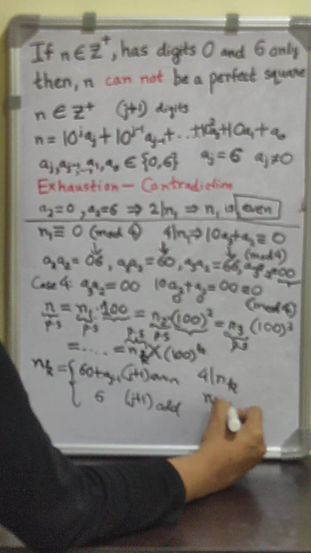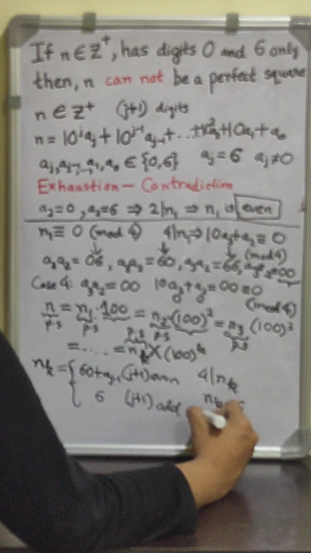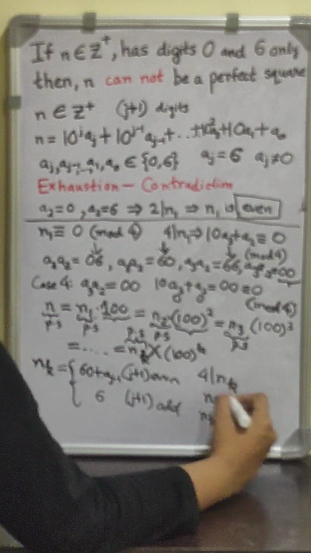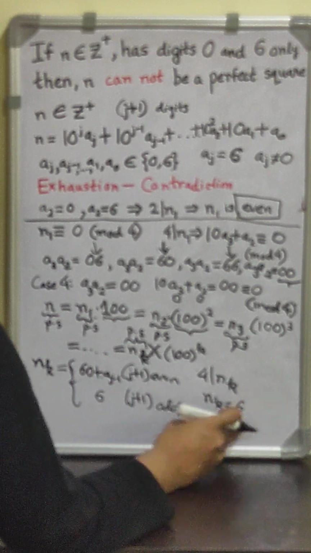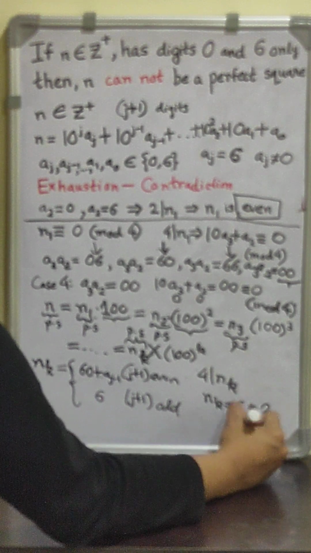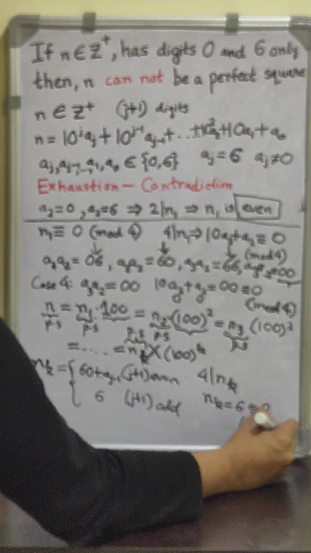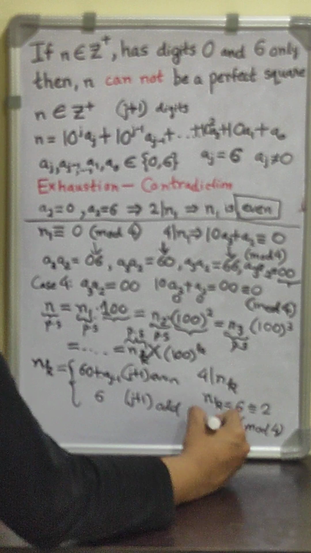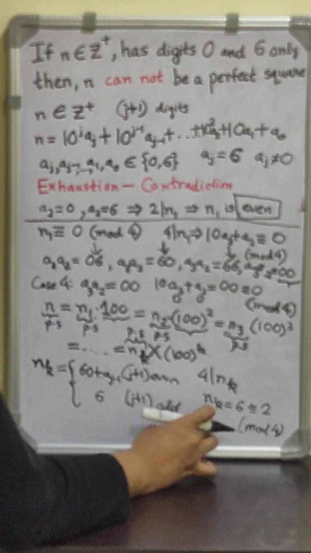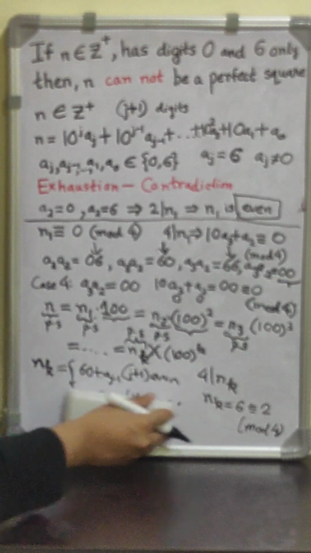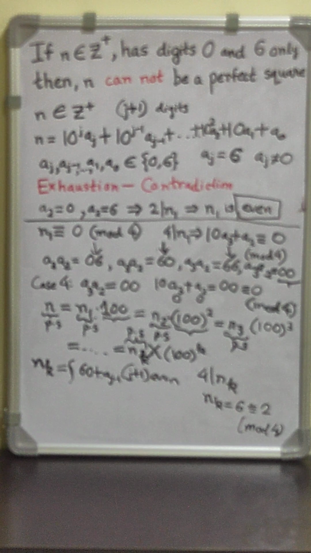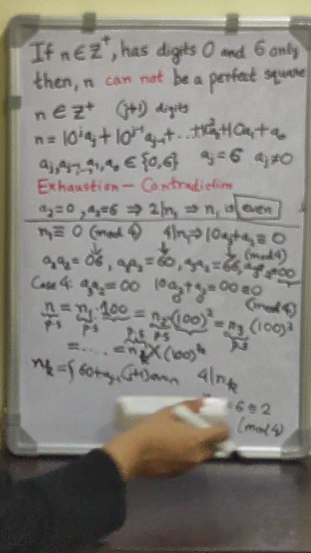When nk is 6, we have this case. So nk is congruent to 2, I can simply use it from here. This is 2 mod 4. It's not divisible by 4. It's not a perfect square. There you go. Perfect. So I can just delete that case because nk is not a perfect square.